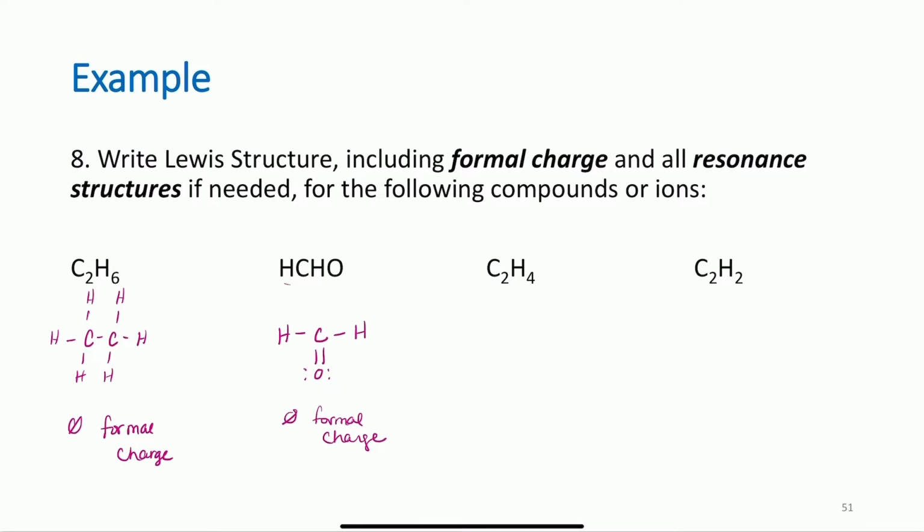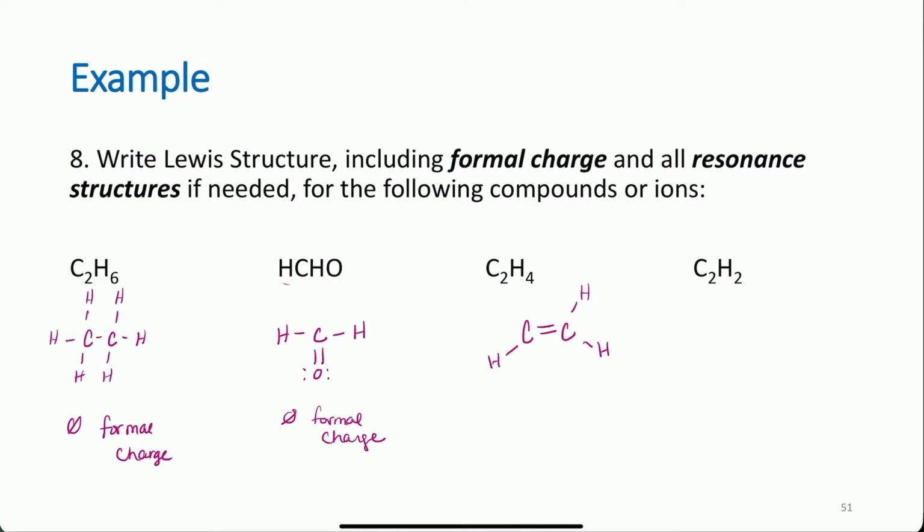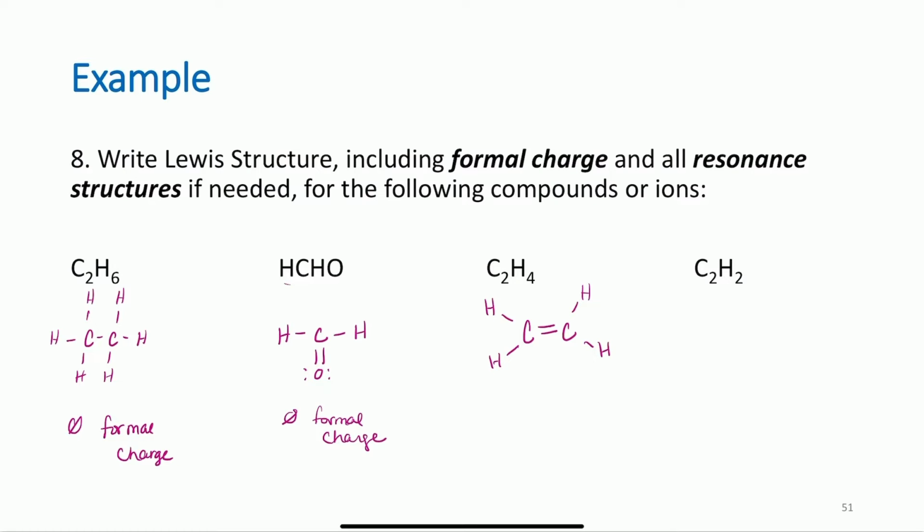C2H4, ethene. In order to give carbon its 4 bonds, I have to put a double bond in between. 0 formal charge. And C2H2. In order to get rid of extra valence electrons and give carbon its full octet, I need a triple bond in here, and these all also have 0 formal charge.